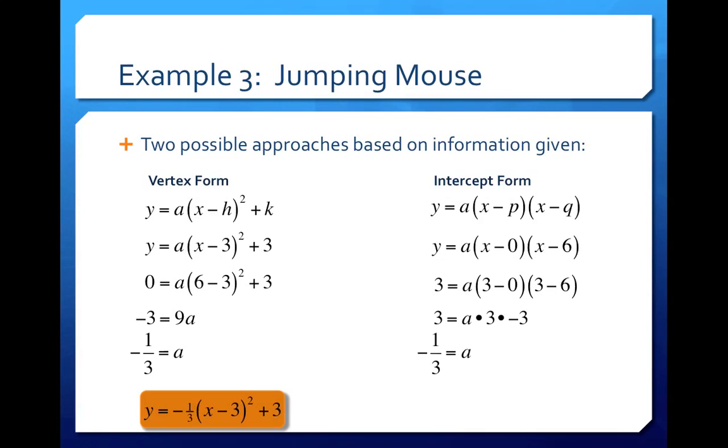And you'll notice we get the same exact a. That should not be a surprise to you. So it doesn't matter which form you use, you should get the same a either way. But when you substitute it back in, the form of the equation is a little different. We now have the equation y equals negative 1/3 times x times x minus 6. It represents the same parabola. It is just written in a different form. And so this is another possibility for the path of our mouse.